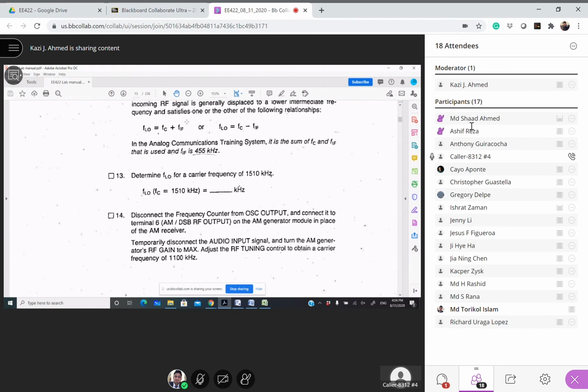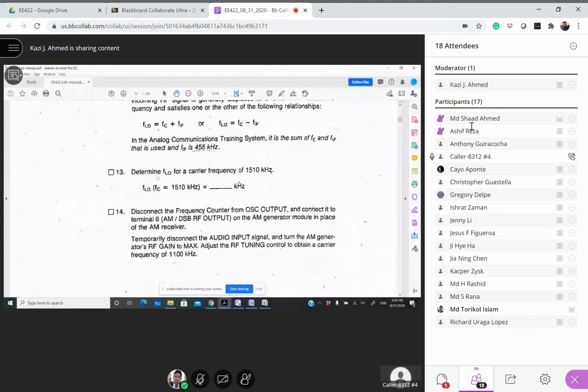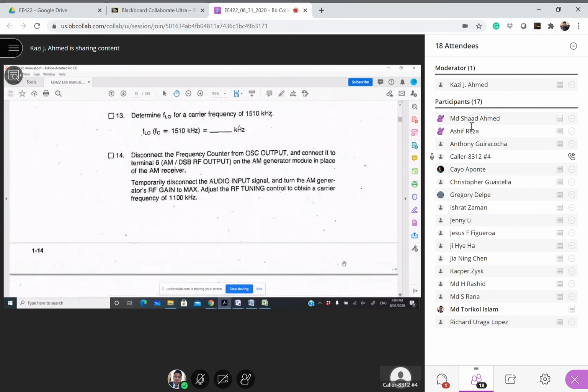So this is an interesting point, as you just mentioned, if there is a different carrier frequency available. Now with that, as you see here, determine the local oscillator for a carrier of something else, right? So for this particular carrier, what should be the local oscillator? Or what frequency do you tune the local oscillator to receive that particular carrier? The relation is straightforward. You have 1510 plus 455, right? Very simple math, okay?